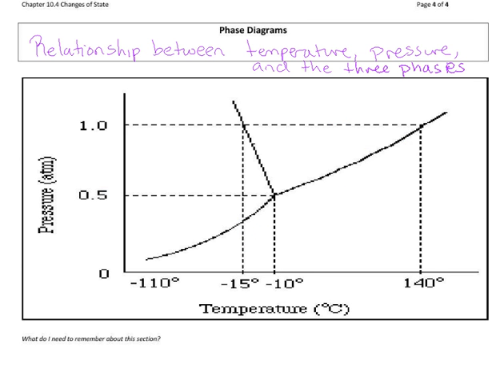The next page are phase diagrams. I've already written down for you the relationship between temperature, pressure, and the three different phases.